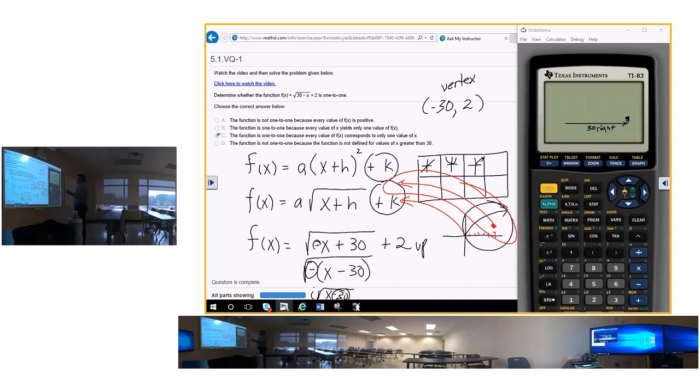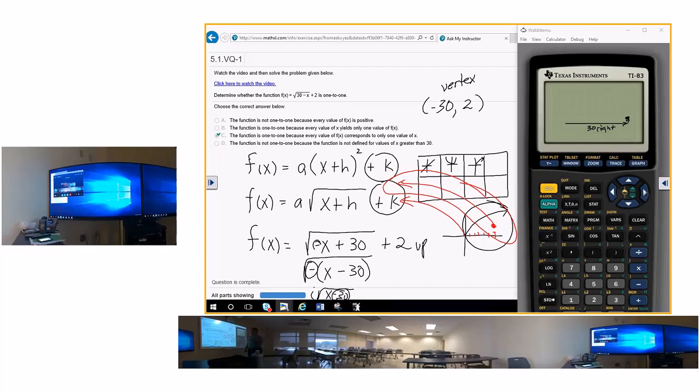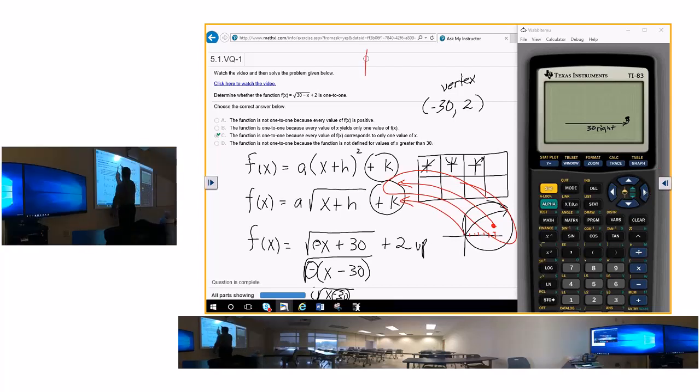All right, now the next thing you need to tell is if it's one-to-one. What does one-to-one mean? One-to-one means that every x corresponds to one y. Not every x corresponds to 2 y's, and not every y corresponds to 2 x's. So for every value of x, you get one y. The only time you're going to get 2 y's is if you have a what? A parabola. One y gives us 2 x's.